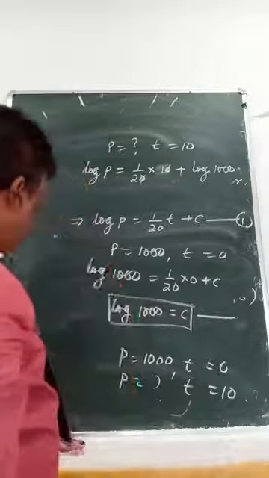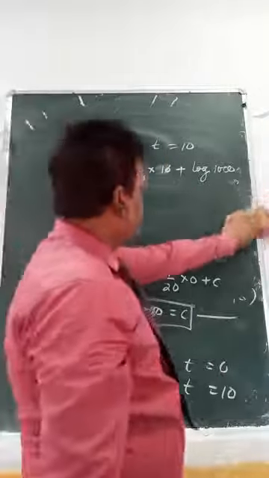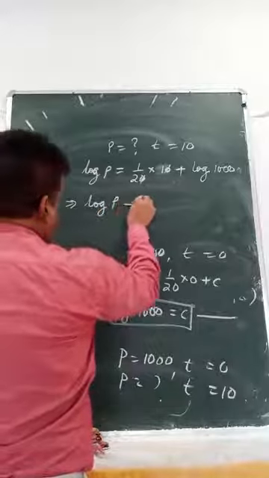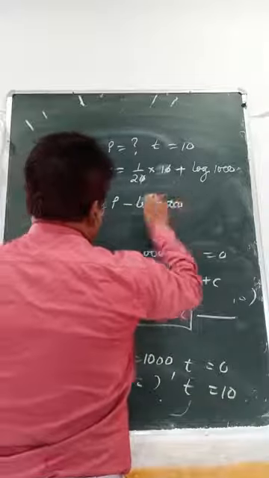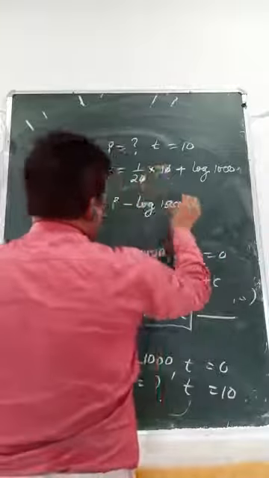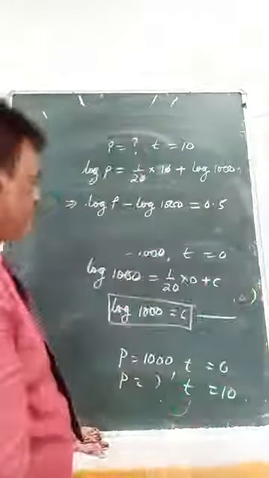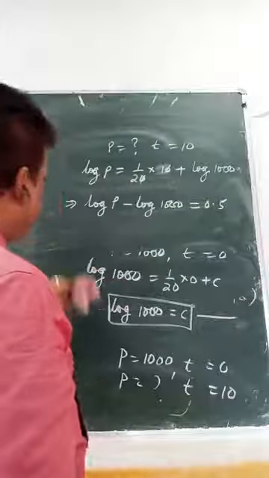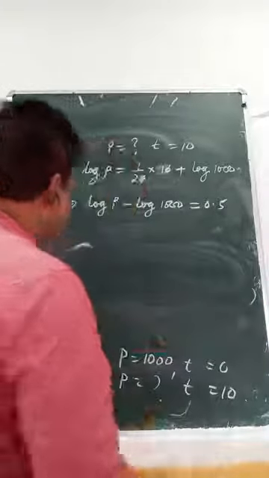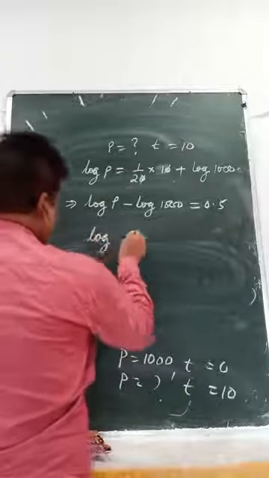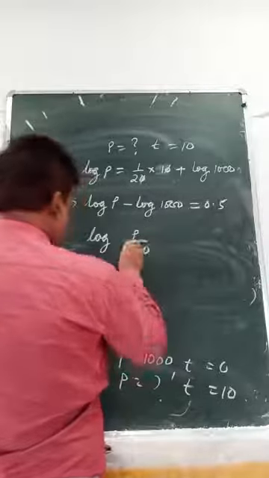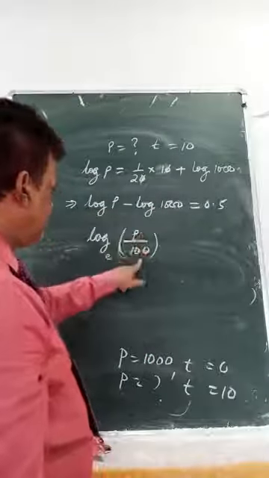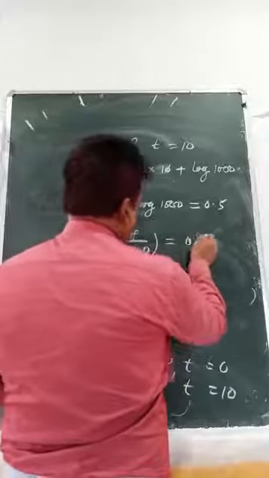Okay. Then how to solve? This is log p minus log 1000 equals 1 by 2, which is 0.5, because you are given ln of e to the power 0.5. So this is 0.5. Log a minus log b is log a by b. So log p by 1000, remember the base will be e here, equals 0.5.